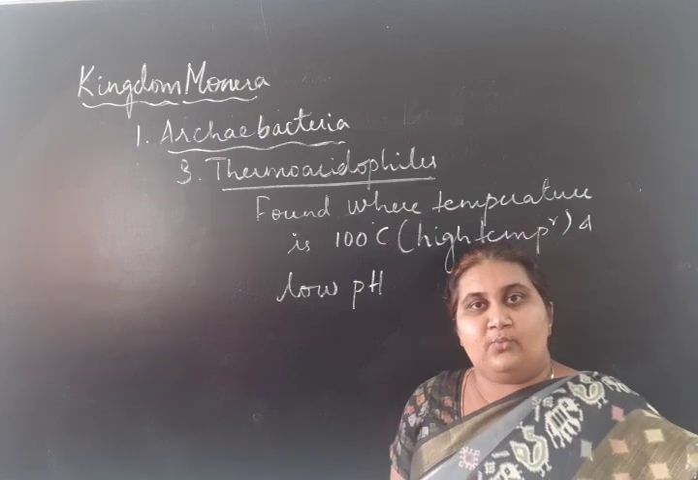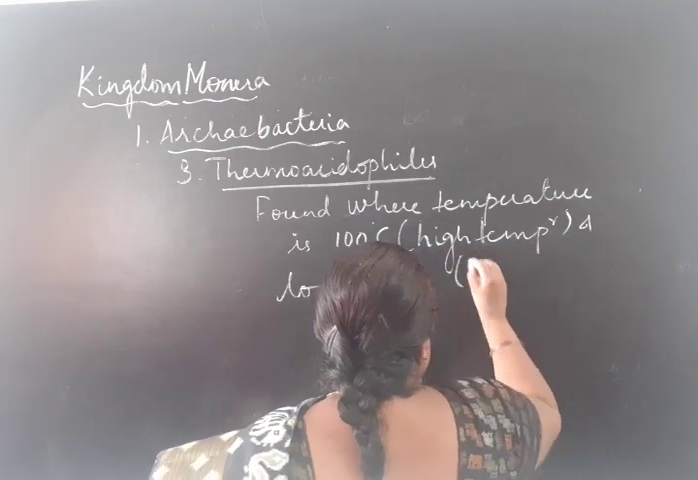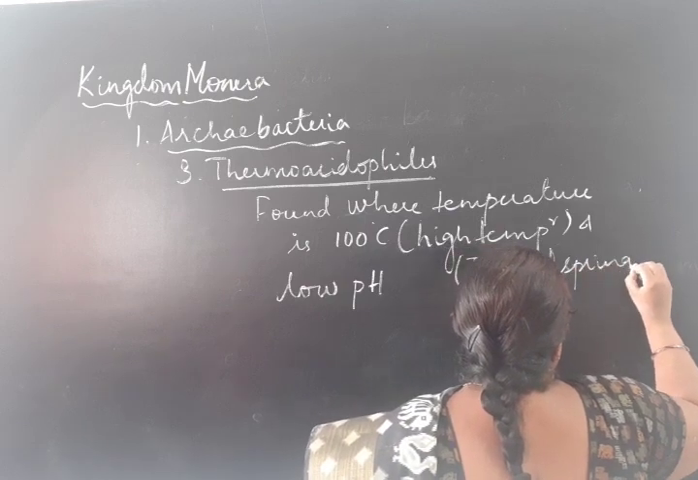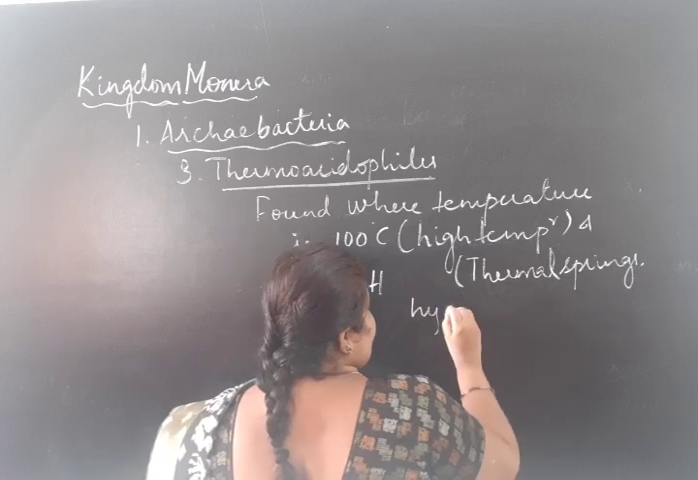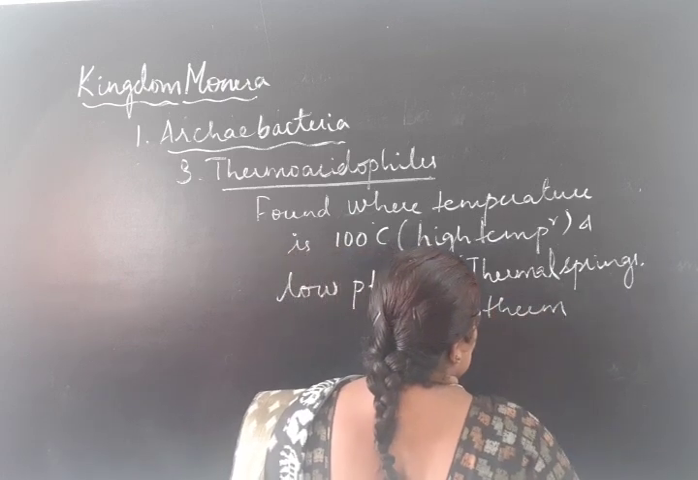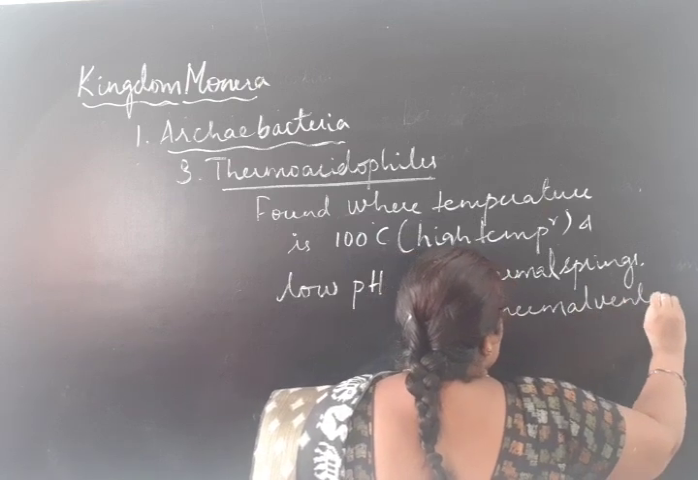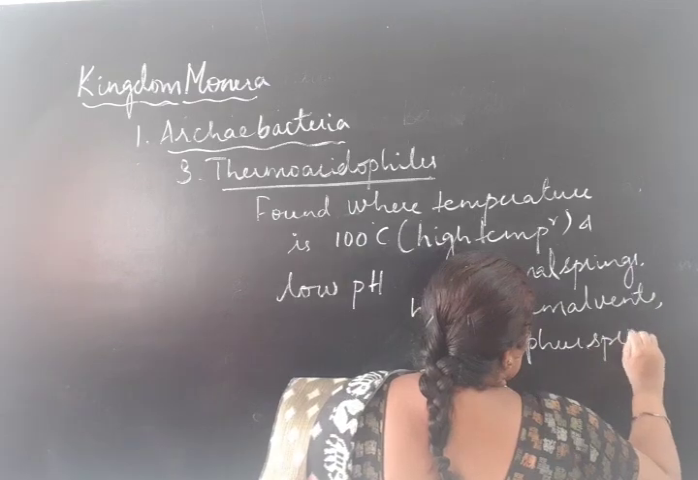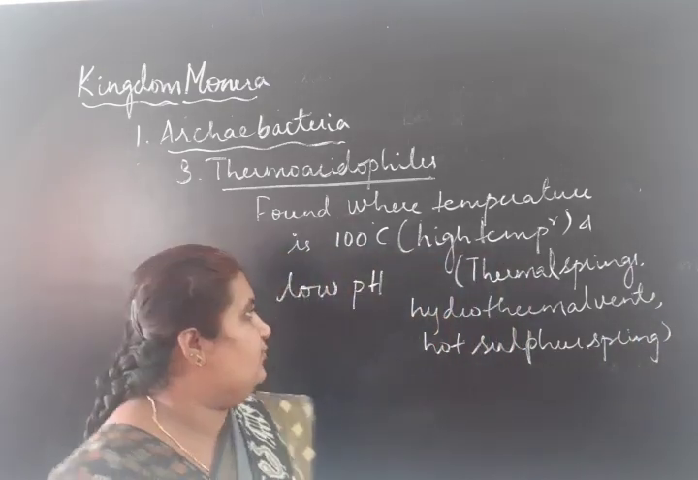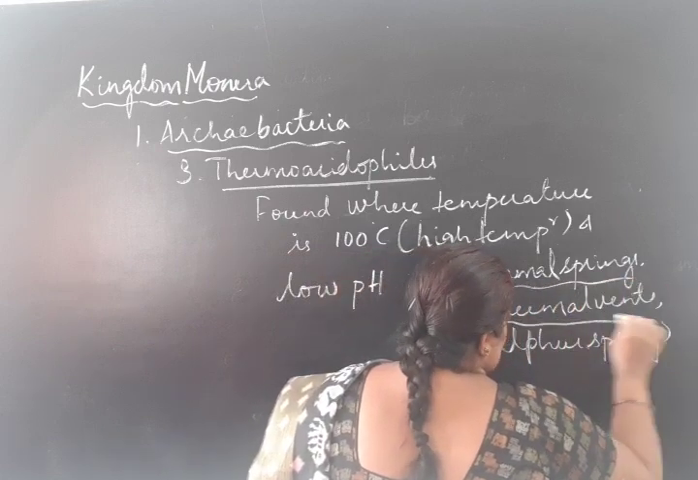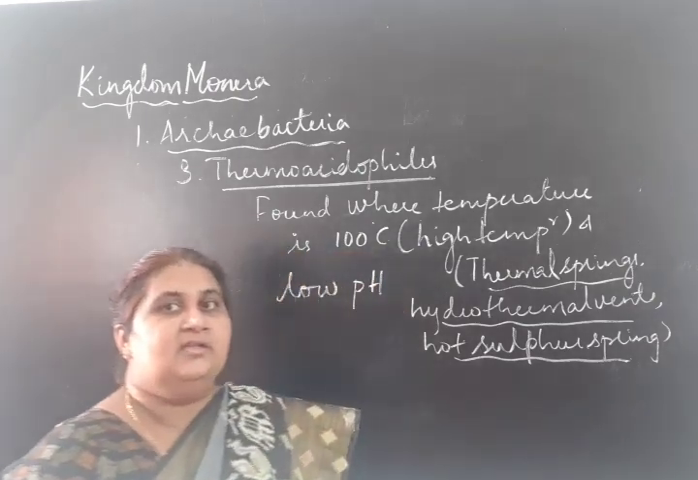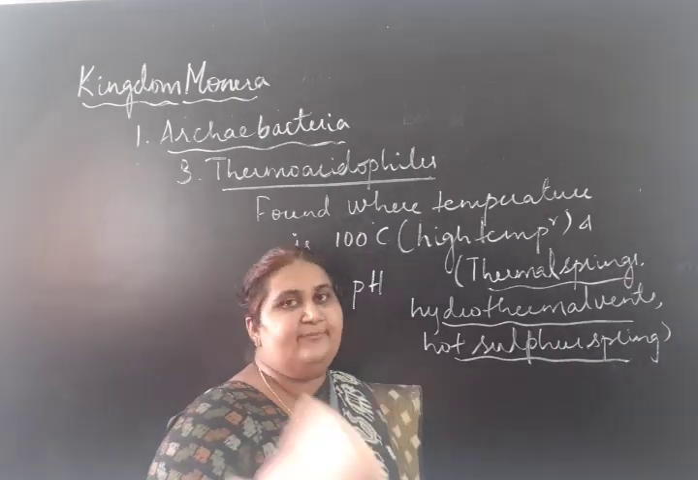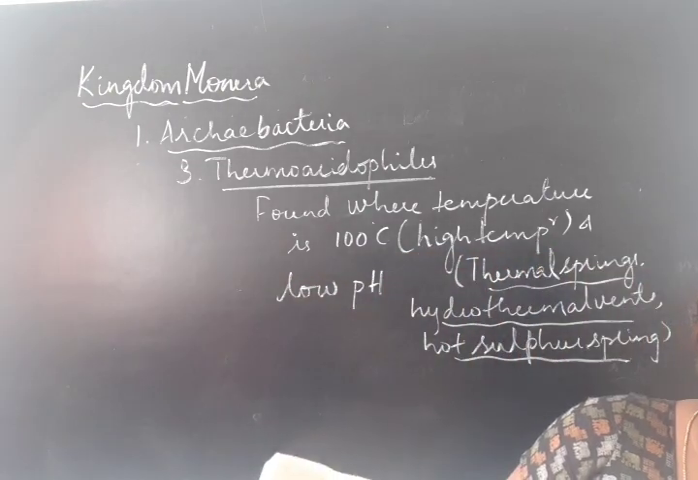Deep sea hydrothermal vents, thermal springs, hot sulfur springs. In such regions thermoacidophiles are found. These Archaebacteria are found living only where there is high temperature, and if the pH is low they are found, or if temperature is high, they are present.